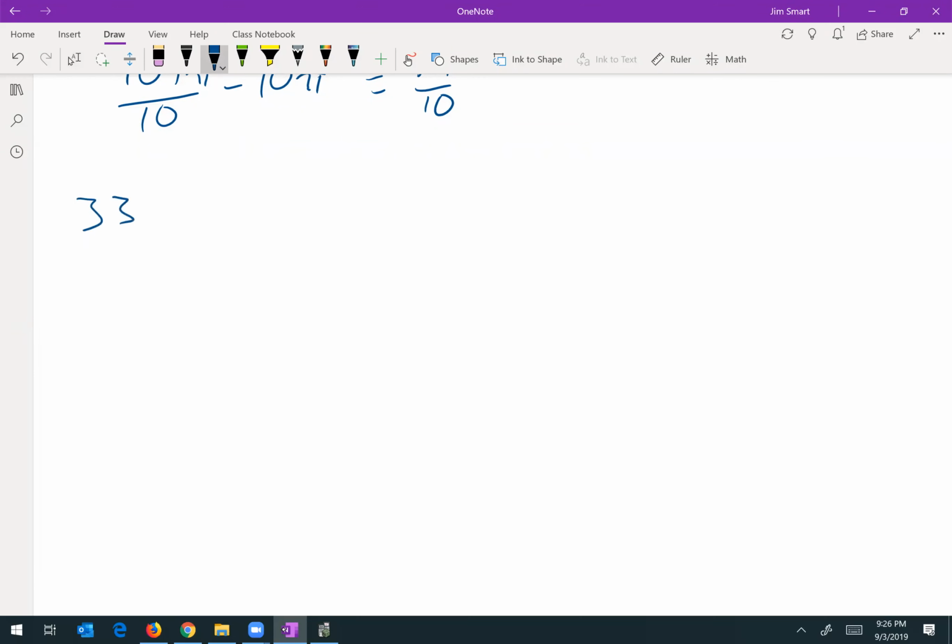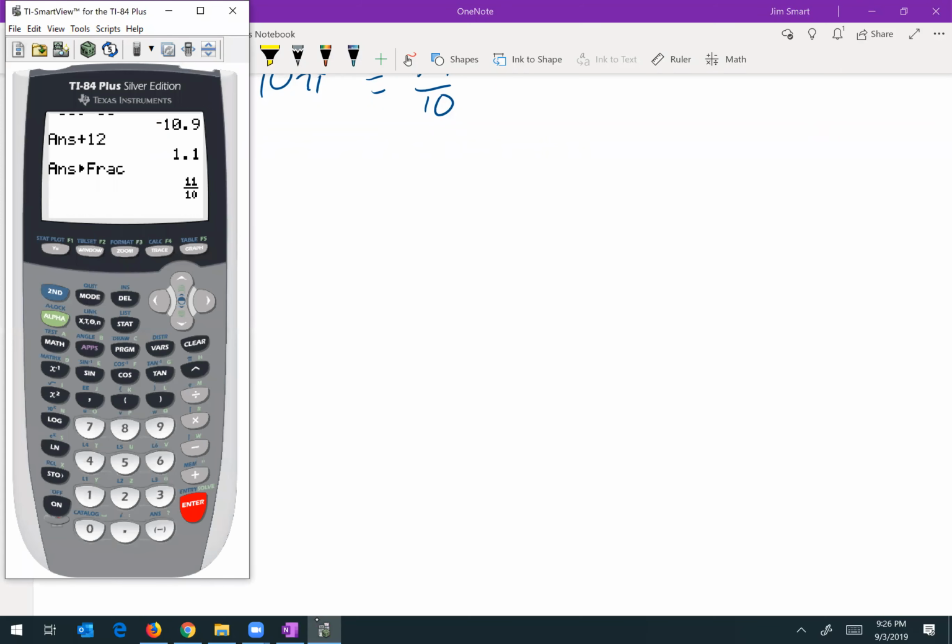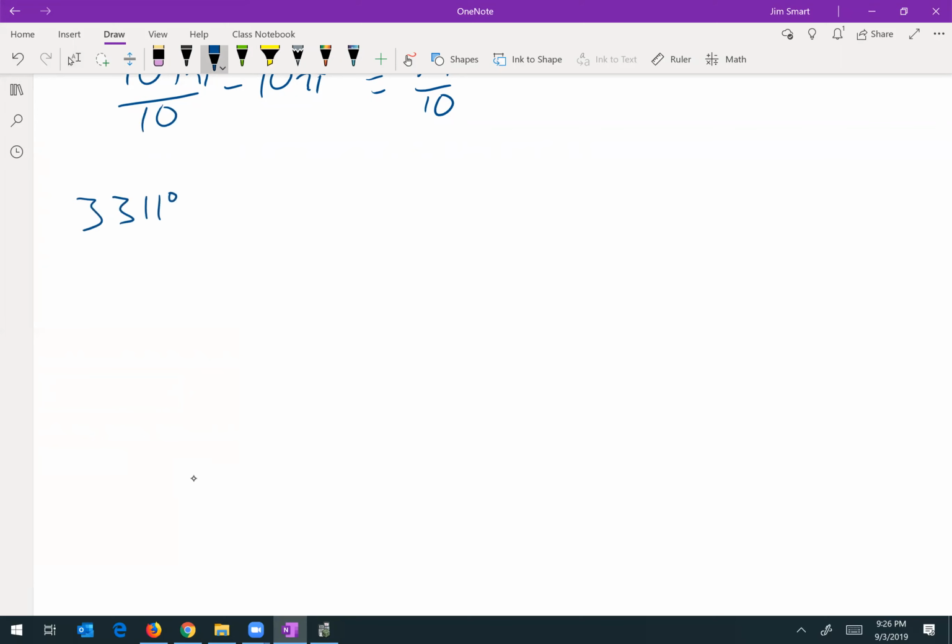Okay, so what I do here with degrees, I do it differently than I do with radians. What I do is I figure out how many circles this is. The way I do that is I divide by 360, right? Because there's 360 degrees in a circle. So this is about 9 circles, 9 and change. So I'm going to subtract 9 circles from that to find the coterminal angle.